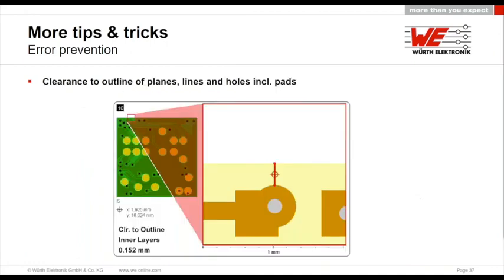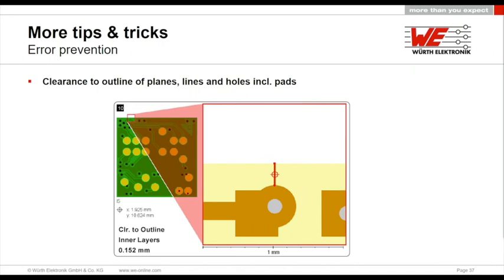Another point always is looking at clearances to outlines of copper planes, copper lines, and holes. Due to different tolerances and different manufacturing issues, depending on the technology and the stack-ups, we need to have 200, 250 or 300 microns. You will find this in our design rules for the clearance of copper to the outline. In that case, we have 150 microns.